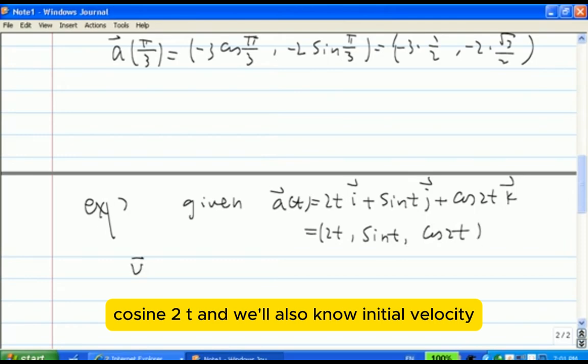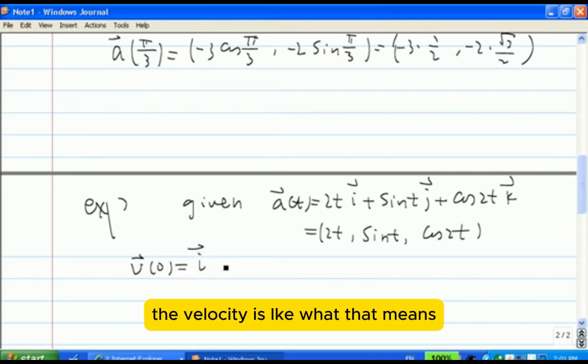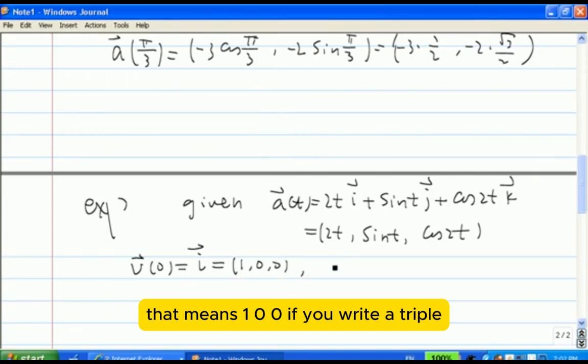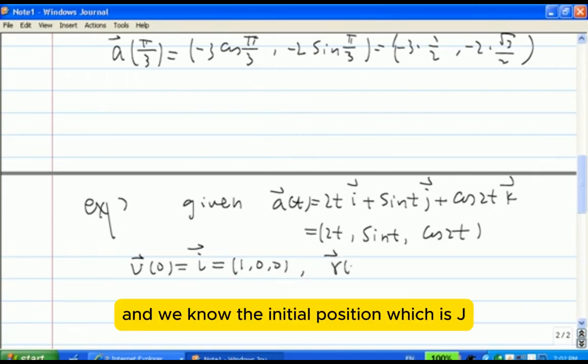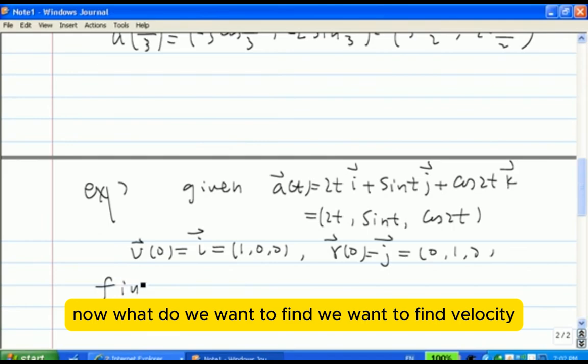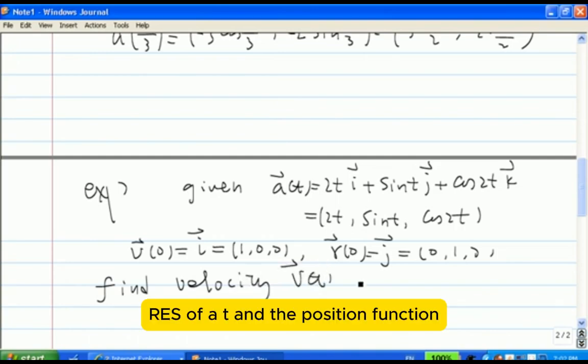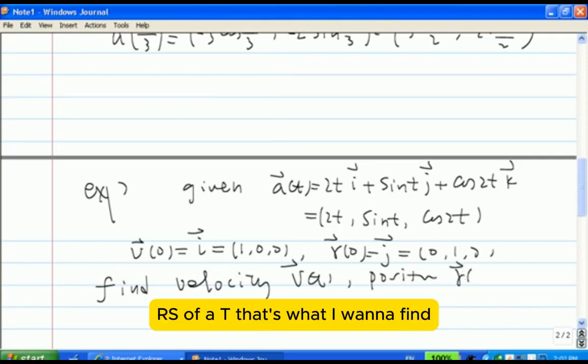And we'll also know the initial velocity. Initial means t equal to 0. The velocity is i. What that means? That means 1, 0, 0 if you write it as a triple. And we know the initial position, which is j, is 0, 1, 0. Now, what do we want to find? We want to find velocity v of t and the position function r of t. That's what we want to find.